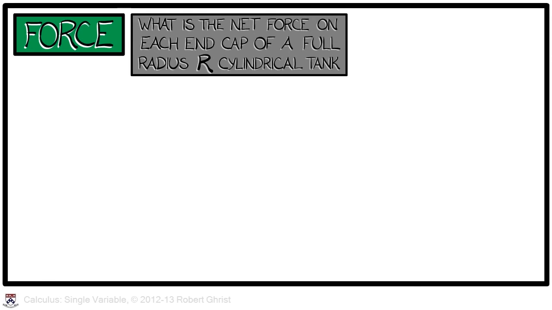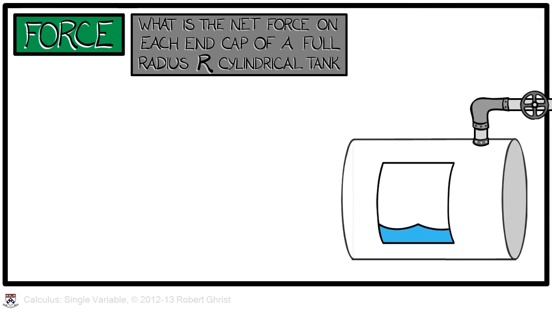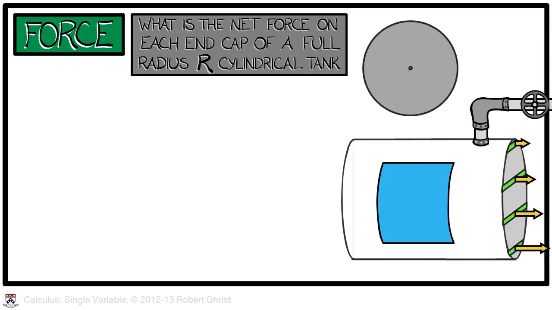Let's put this to use in an explicit problem. Compute the net force on an end cap of a full radius r cylindrical tank. So consider a cylinder on its side, fill it with fluid. What happens at the end? Well, the pressure is increasing as you go down, but the area element is changing as well. Let's take a look at the end of that cylinder head on. It's a radius r disk. x is going to be our coordinates measured from the top of the tank. We'll be integrating with respect to dx, obtaining a horizontal strip as an area element.